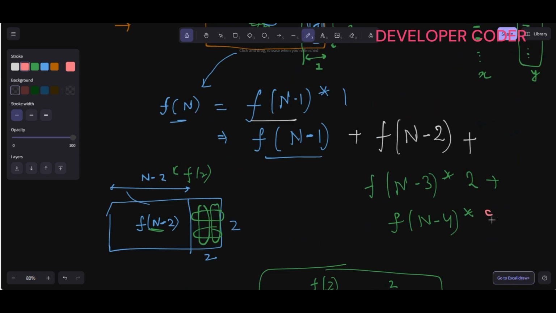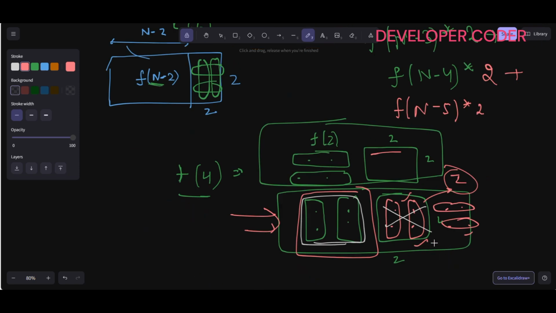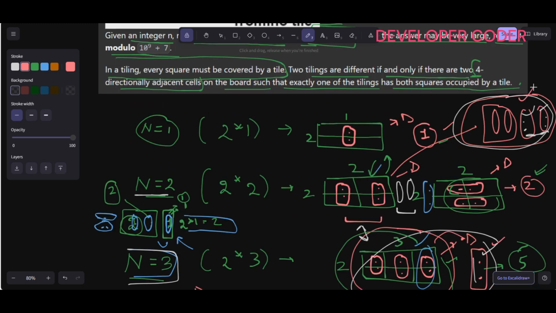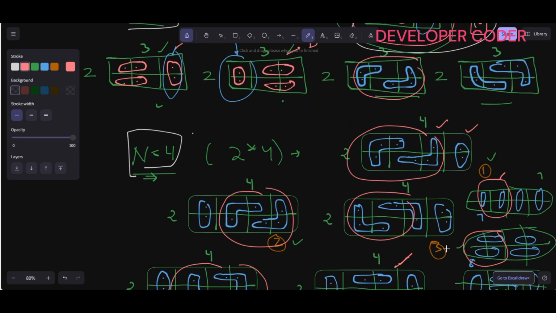So here you can also write f of n minus 4 into 2. Same way you will see this pattern, n minus 5 again into 2, only 2. So 5 into 2, only 2 are the distinct ones which we can use. Others we have already seen in the past, like duplicates. Why are we treating them as duplicates? Here I have shown you this case and this case, both are similar. If I'm considering this, then I don't have to consider this. That simply means that I have already seen that in the past.